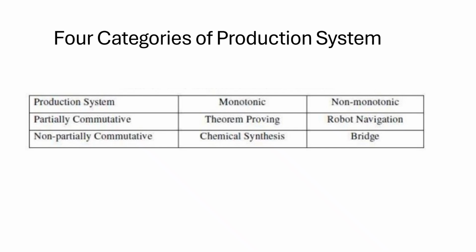And we will see the four categories of production system. We will see the example of theorem proving. It is an example of a partially commutative production system and also a monotonic production system. If you consider a robot navigation system, it is partially commutative, but it is not monotonic. And chemical synthesis is non-partially commutative and monotonic. The bridge problem is non-partially commutative and not monotonic.